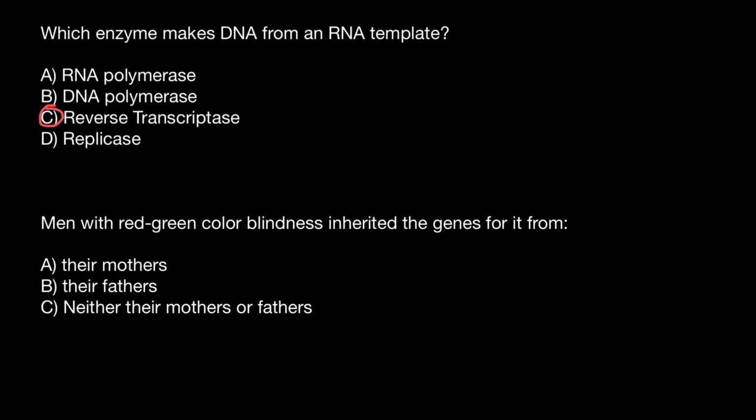And next question: men with red-green color blindness inherit their genes from, and we have to choose one of these variants. Take a look. What is going to happen if the father would have a defective X-chromosome, not the whole chromosome of course, but on this X-chromosome, and this is an X-linked recessive genetic disorder, and the other chromosome, which is Y, would be normal. And let's say that the mother would be genotypically and phenotypically normal.